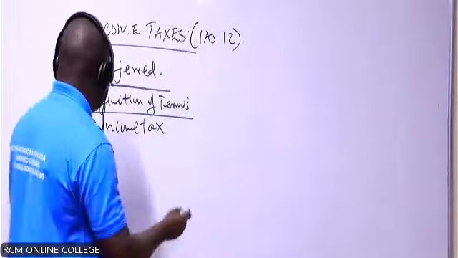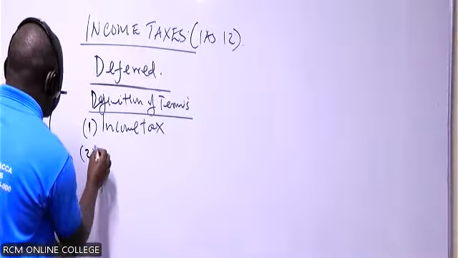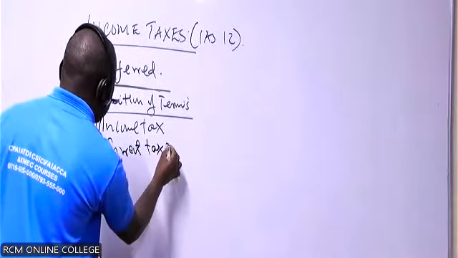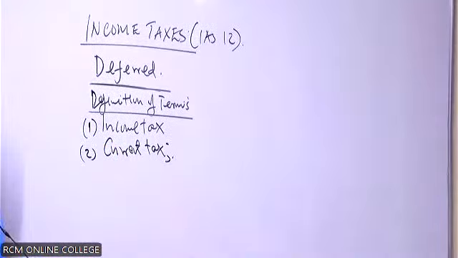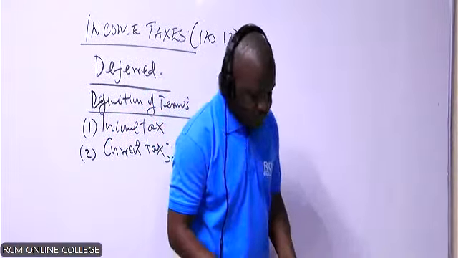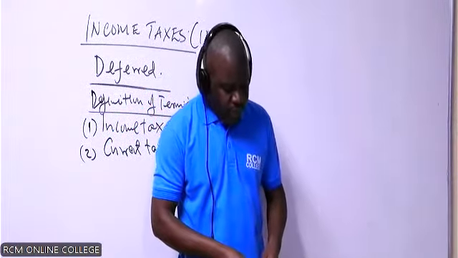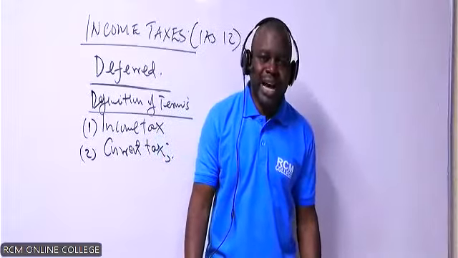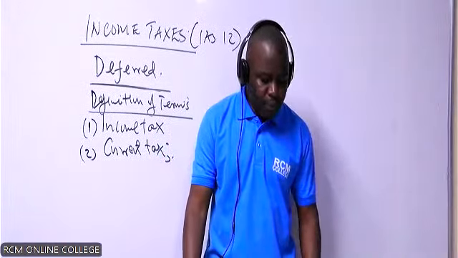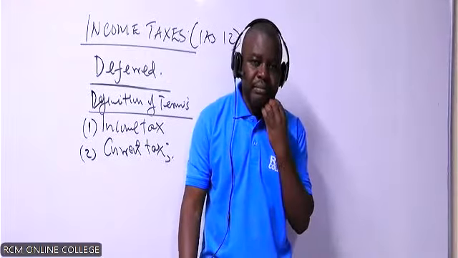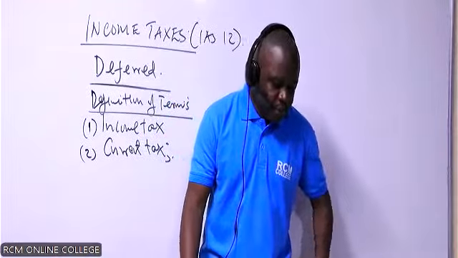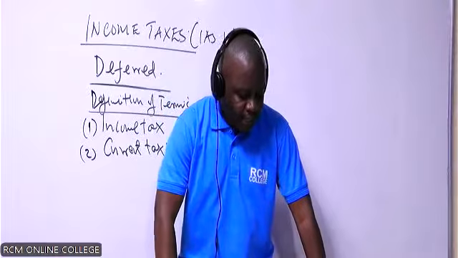Then the next term, I want you to write current tax. The next term is actually current tax. You write this about current tax. It is the actual tax payable by a company based on the profit realized.